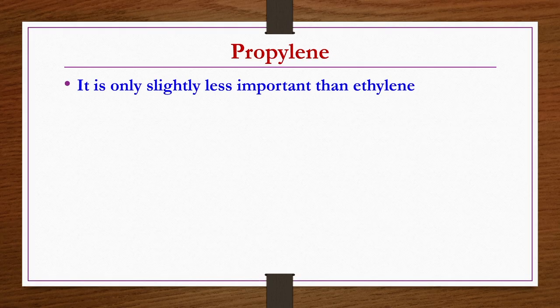Propylene is only slightly less important than ethylene from the end use applications point of view, how it can be utilized to produce different types of intermediate chemicals and then end chemicals, etc. On such basis, if you compare, it is only slightly less important than ethylene, because ethylene, we discussed in the previous chapter, is the most important olefin from its applications point of view. So after ethylene, propylene is such a highly important olefin, okay?